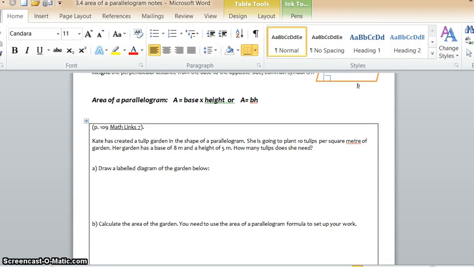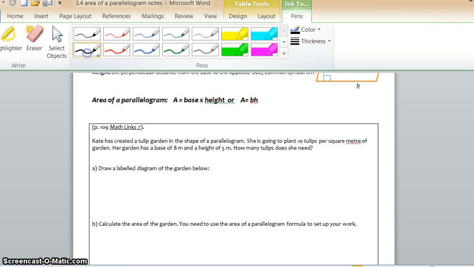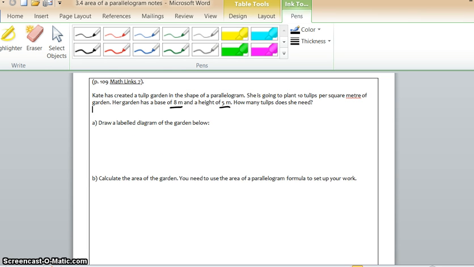The question is from your textbook on page 109. It says, Kate has created a tulip garden in the shape of a parallelogram. She's going to plant 10 tulips per square meter of garden. Her garden has a base of 8 meters, and a height of 5 meters. How many tulips does she need? So the first step, you want to draw a labeled diagram of the garden below.